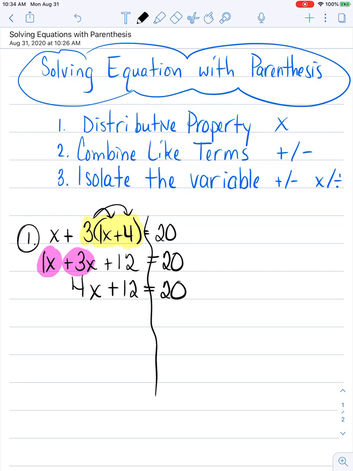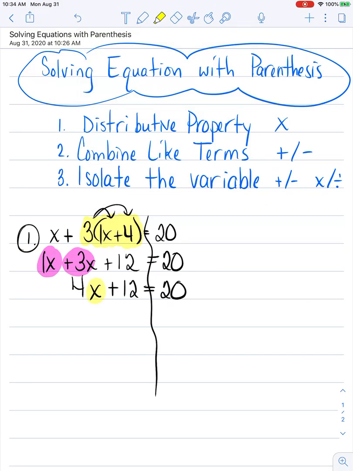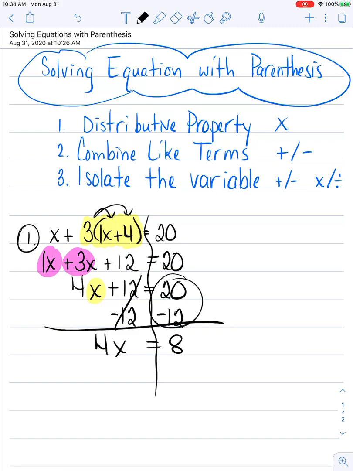And last but not least, we use inverse operations to isolate the variable. This is what we're used to with 1 and 2 step equations. So I find my variable. And first I add or subtract, whichever is the opposite. The opposite of plus 12 is minus 12. So I'm left with 4x, 12 minus 12 cancels, equals, and 20 minus 12 is 8.